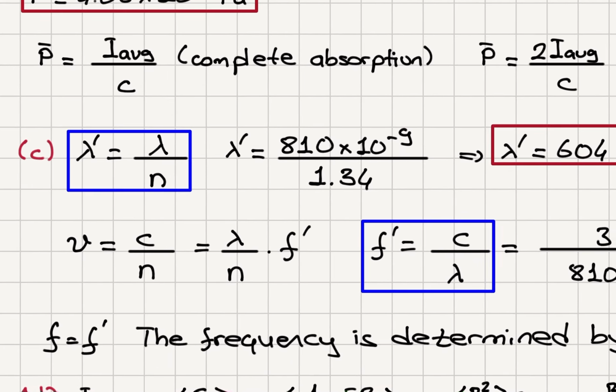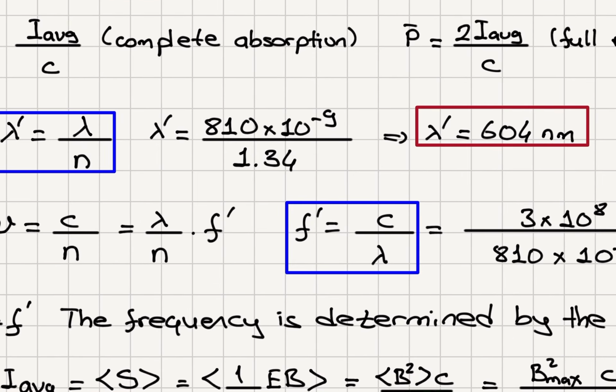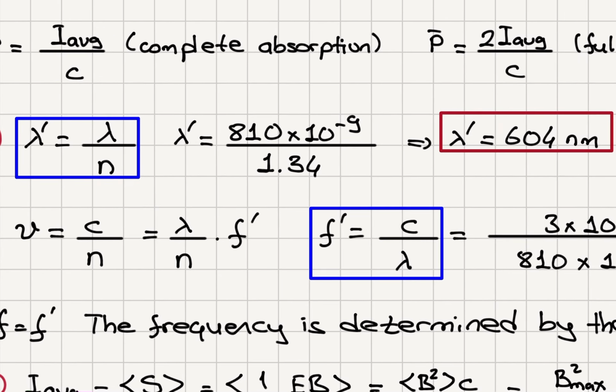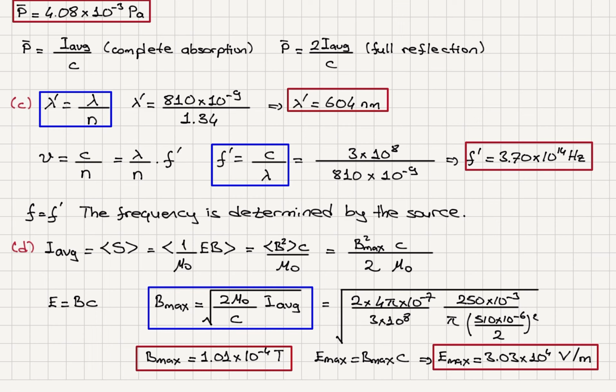The wavelength decreases by a factor of the index of refraction. The speed of light decreases by a factor of 1 over n. And from this, we can see the frequency doesn't change because v is equal to lambda times frequency. The frequency is determined by the source, so frequency of the light is c over lambda, but the wavelength is lambda divided by the index of refraction in the vitreous humor.